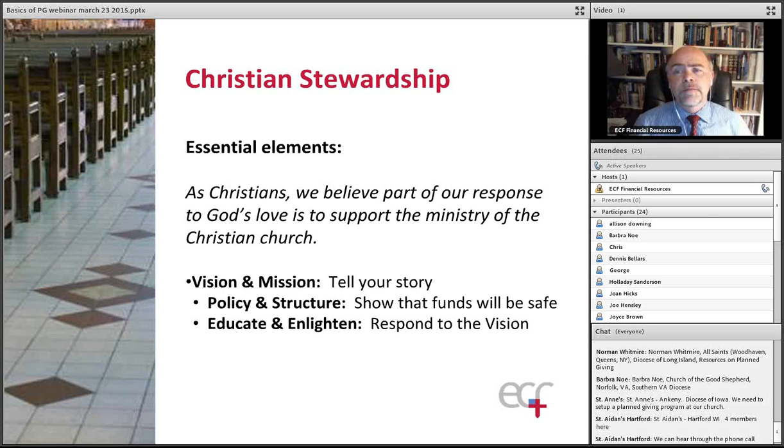And the first is vision and mission. You need to be able to explain to people what you are raising money for. And more today, when you're doing that, you need to be able to explain how what you're raising money for fits into your overall strategic vision for your congregation or Episcopal entity. Secondly, you need to have in place appropriate policy and structure. That's a variety of different things, such as endowment and gift acceptance policies that we'll mention later.